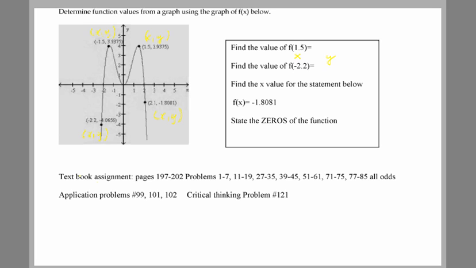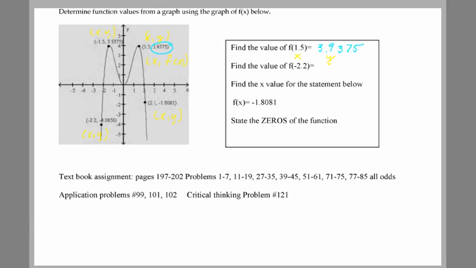So let's find an ordered pair that has an x of 1.5. It's about right there. Simple enough. Now what we want to do is grab the y value. That's our answer. So f of 1.5 is just its y value, 3.9375. That's graphical interpretation of function values. So the first value is your x, the second value is basically your f of x.